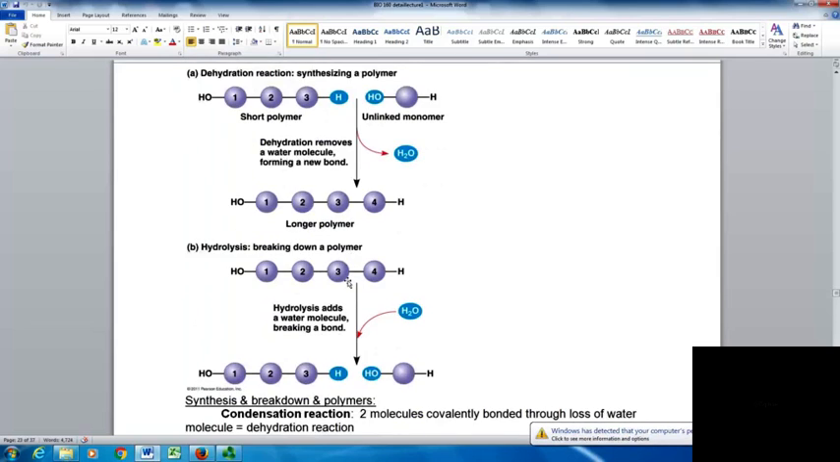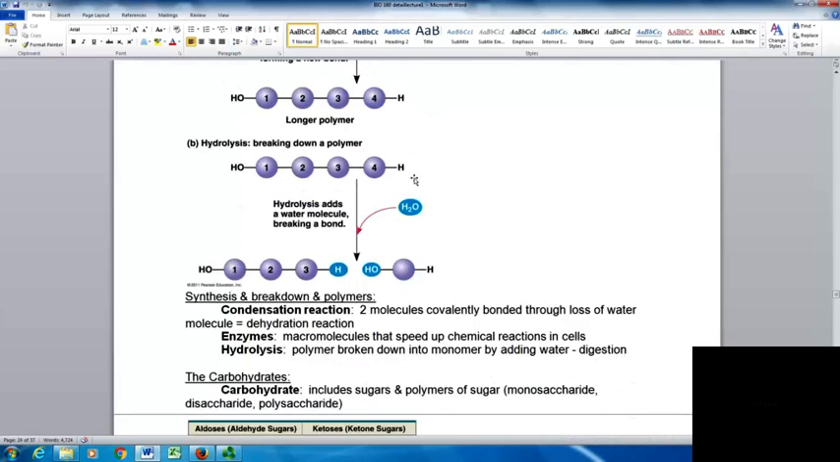Likewise, in a hydrolysis, hydro means water, lysis means to split. You're going to split something using the water molecule. So you have the larger polymer here, you're going to put water into it, the water is going to split, and on one part of it the hydrogen will go, on the other part it will take the hydroxide, and you end up with 2 smaller molecules.